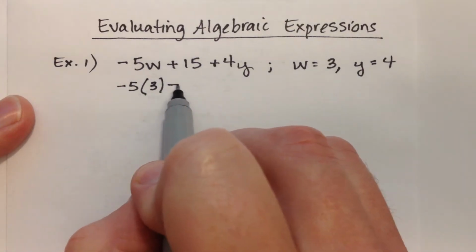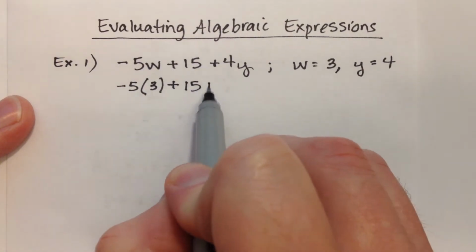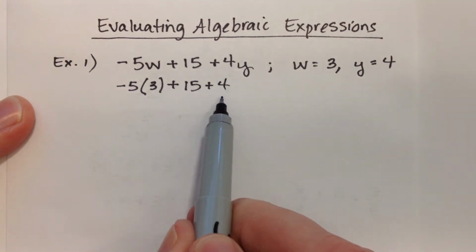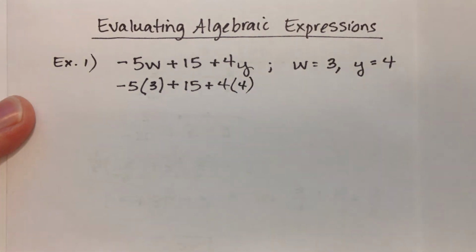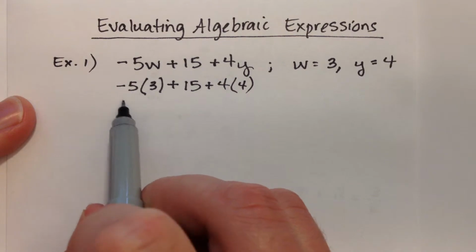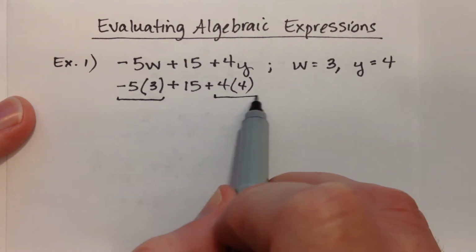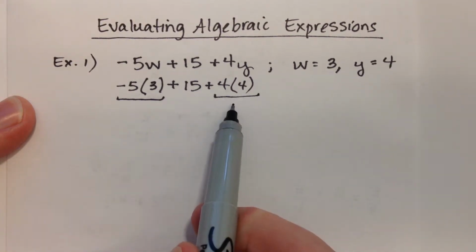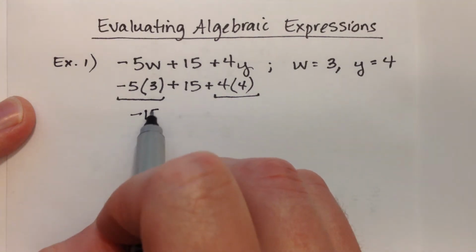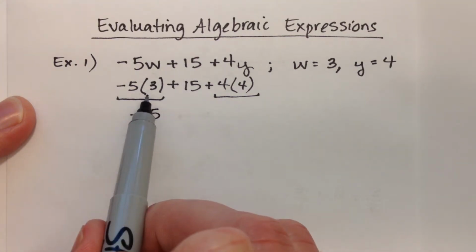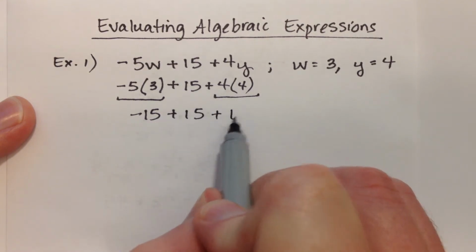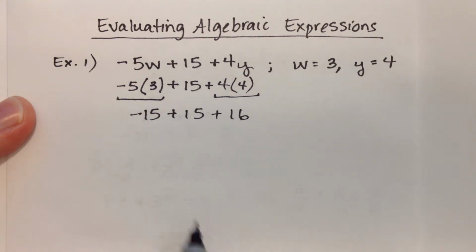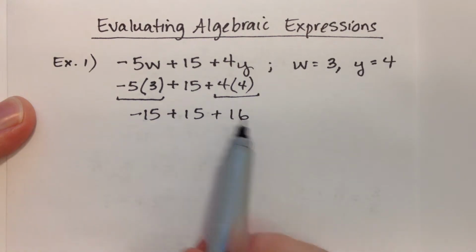Okay, so we're going to continue, and this plus 15 comes down for the ride, and this plus 4, and the value of y is 4. So I'm going to use parentheses and put that 4 in there, so 4 times 4. So right now it looks like we just have order of operations, and we're going to multiply and multiply. So negative 15 is what negative 5 times 3 equals. And this plus 15 keeps coming along for the ride, and 4 times 4 is 16.